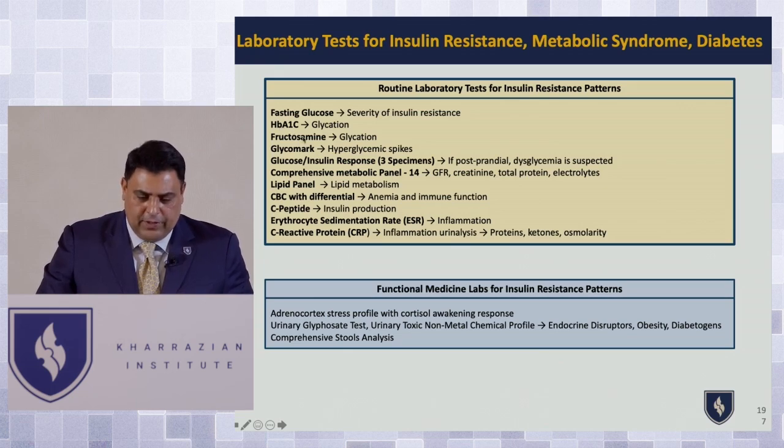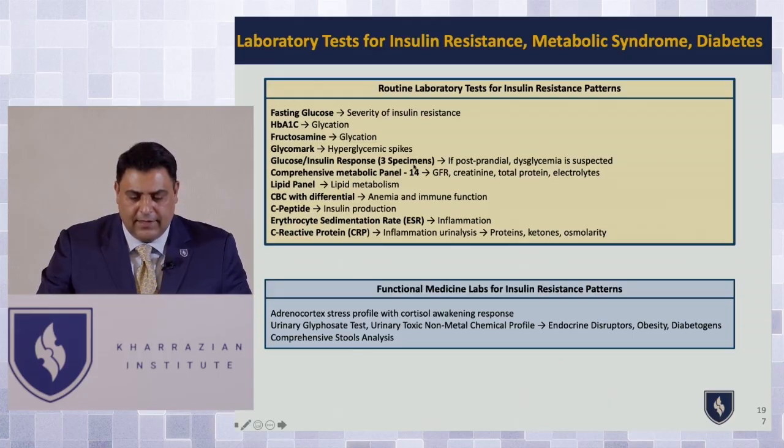Fructosamine is 1 to 2 weeks of glycation. GlycoMark is a really good tool to look at their glycemic spikes over a period of several weeks, which tells you how well they're stabilizing the blood sugar levels. If you suspect they have glucose and insulin issues or postprandial responses after they eat that are pretty abnormal that you want to measure, they can do this glucose insulin response 3-specimen test.